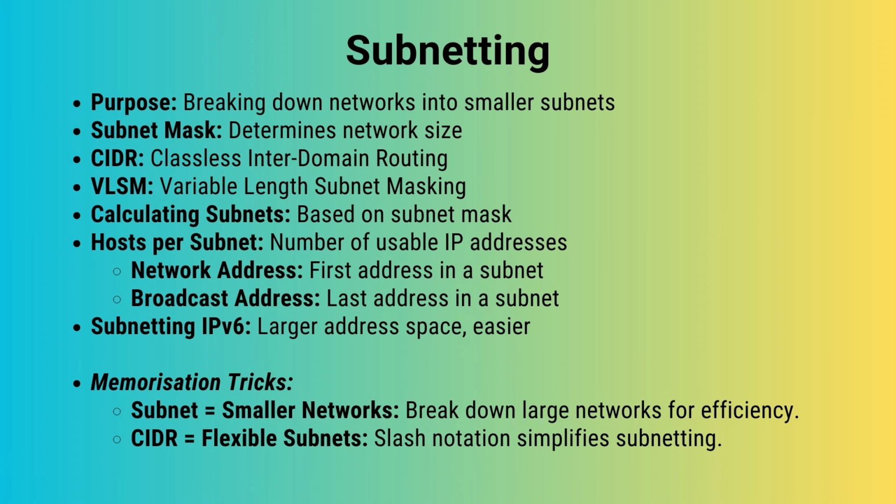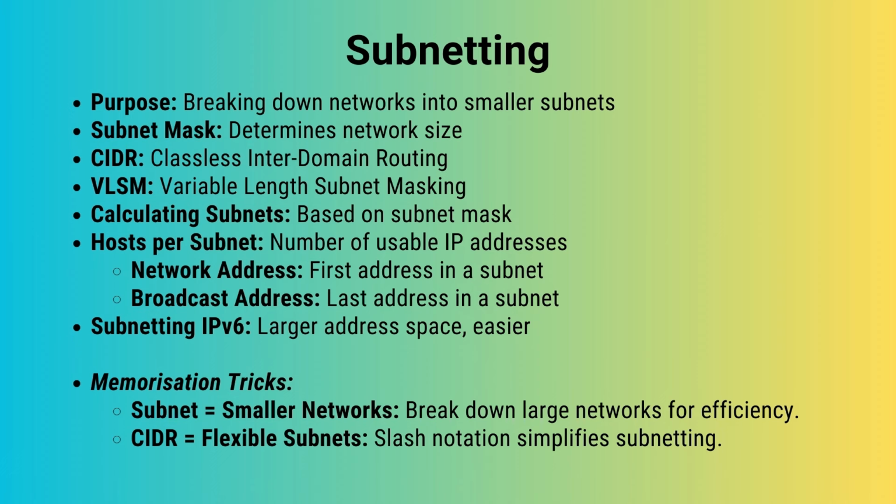For quick subnet calculations, remember that a /24 gives 256 addresses, and each time you add 1 to the slash, you cut the addresses in half. Always subtract 2 from the total addresses to get the number of usable hosts, accounting for the network and broadcast addresses. Subnetting is crucial for network design, especially in large organizations where efficient use of IP addresses is essential.